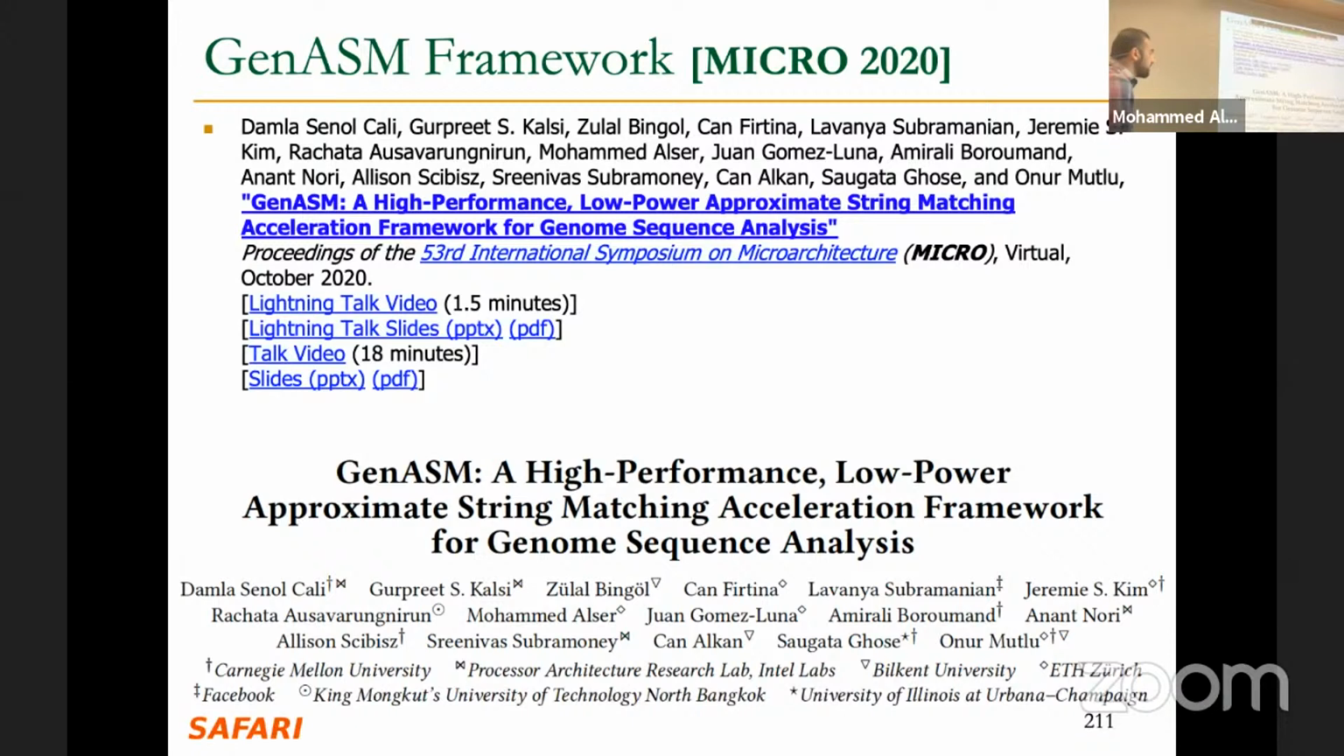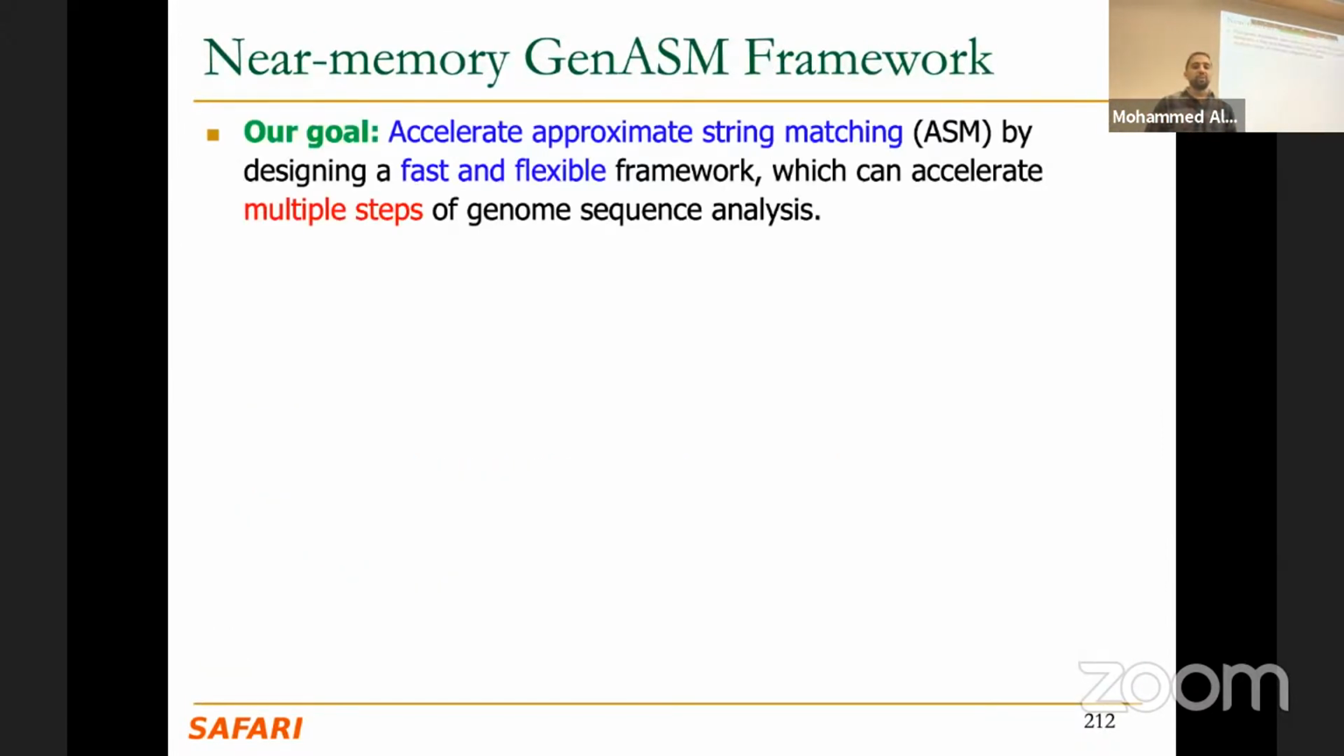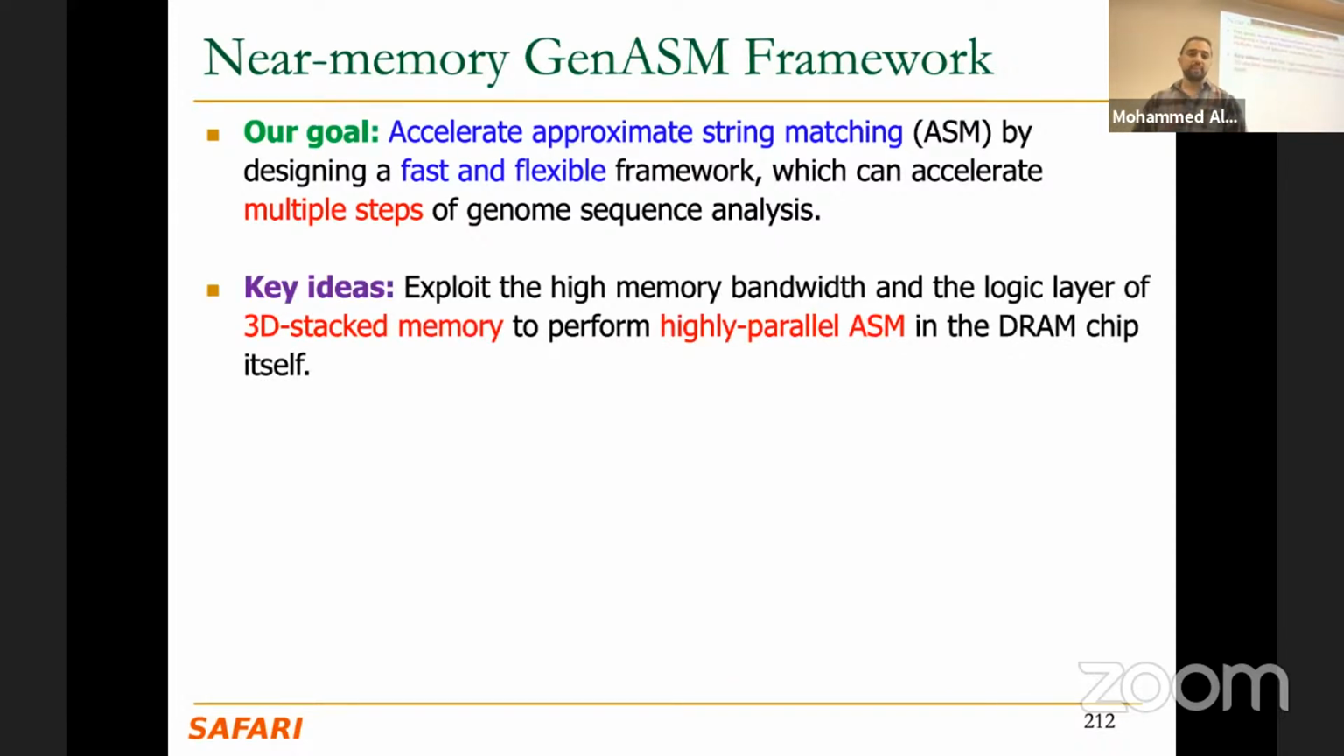I'm on slide 211. And this is the work that we did in our group called GeneAsm. It tries to do many things, more than just sequence alignment. So our goal in this work is to accelerate the approximate string matching problem, which is sequence alignment, and design a fast and flexible framework. We call it a framework because it tries to do much more than just sequence alignment. And now I'm going to tell you what it does. The key idea of this work is first to exploit the high bandwidth memories as we did in Sneaky Snake, and the logic layer of the cube. So you are not using an FPGA tightly coupled with the HPMEM memory, but rather you are using the logic layer inside the HPMEM cube.